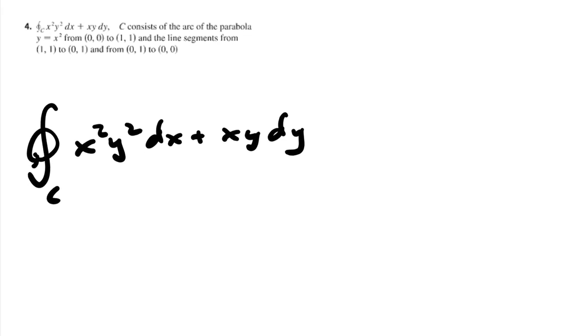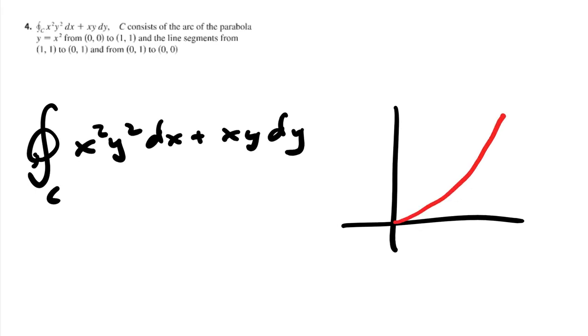We're going to calculate this line integral, and C consists of the arc of the parabola y equals x squared from 0, 0 to 1, 1. So here it is, 0, 0 to 1, 1. That's a parabola. And then the line segments from 1, 1 to 0, 1, so this way, and then from 0, 1 to 0, 0, so now it's going down this way. So the curve is going like this.